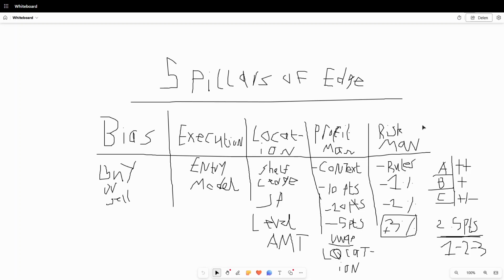But yeah, basically this is the 5 pillars of edge, and this is how you create an entire edge that will keep you consistent and profitable. And of course, psychology plays a really big role. But next to psychology, this is what you really should pay attention to also, because with this you create a system, and you can stay consistent with a working system that you find out through the 5 pillars of edge.